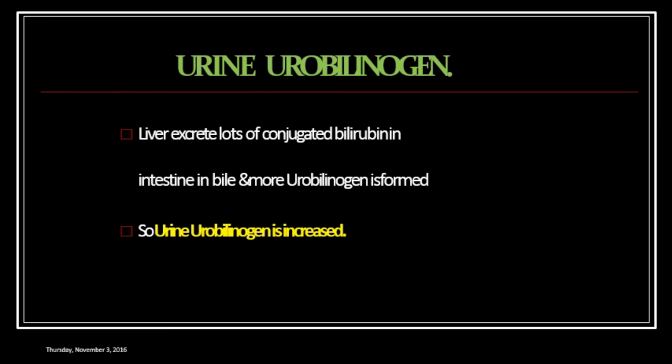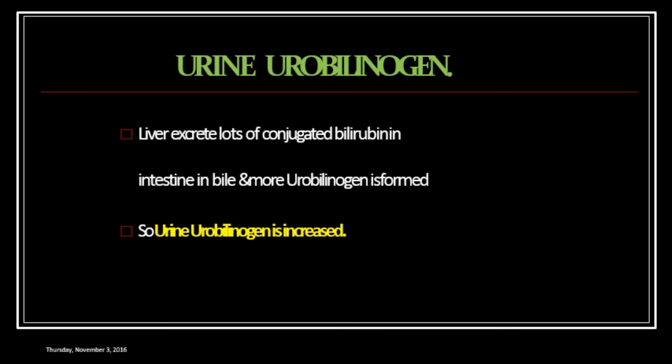You see here whether we'll have urobilinogen or not. As the liver is now working overtime because of excess destruction of RBCs and excess amount of unconjugated bilirubin, the liver will also produce excess amount of conjugated bilirubin. So if we have excess amount of conjugated bilirubin, it means we'll have excess amount of urobilinogen. So in our urine, the urobilinogen amount will increase.